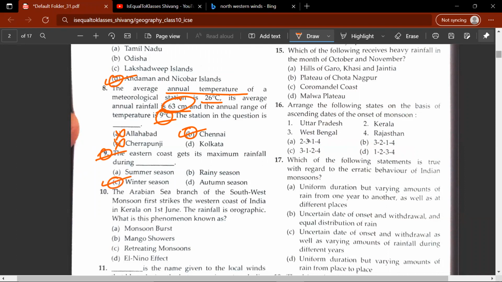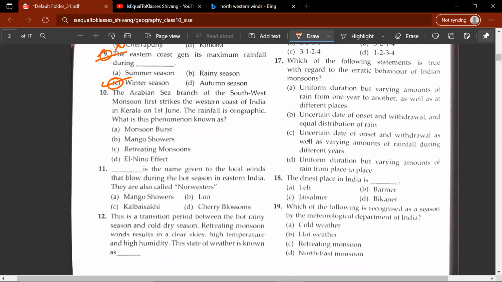The 10th question. The Arabian Sea branch of the southwest monsoon first strikes the western coast of India in Kerala on 1st June. The rainfall is orographic. What is this phenomenon known as? So what is the name of the phenomenon? It is known as monsoon burst.